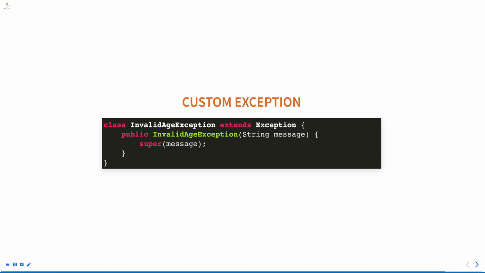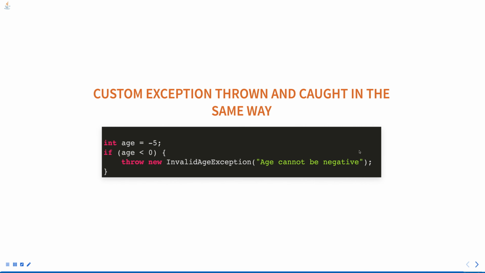In this example, InvalidAgeException is a user-defined exception class that extends the Exception class and has a constructor that takes a message as an argument. This custom exception can be thrown and caught in the same way as any other exception.